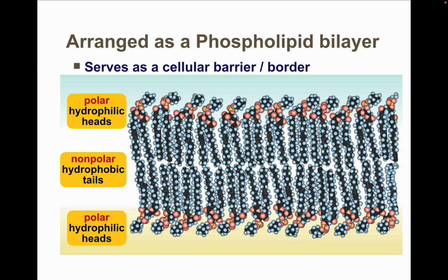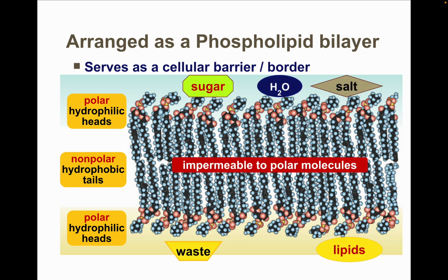So it serves as our cellular barrier or our border. And what you're about to learn is that it determines what goes in and out of cells, right? So it's important to note that polar molecules are not going to be able to go through. Sugar is polar, water is polar, salt, highly polar, right? It's going to try to go through and get repelled right back out. Lipids are going to be able to flow through pretty easily, okay, because they are hydrophobic. They are non-polar, okay?